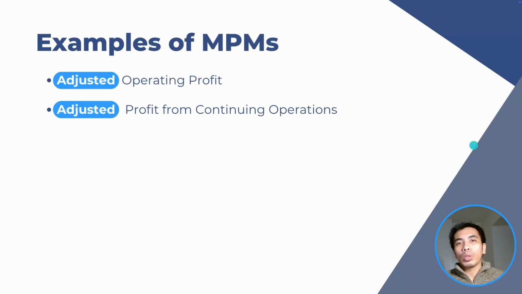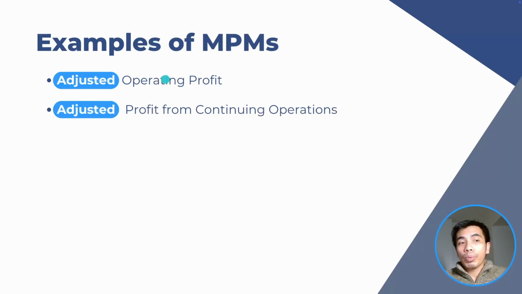So what are examples of management-defined performance measures, or MPMs? We have to know that the standard does not specifically tell you what are examples of MPMs, because this is entity-specific, and it would actually defeat the purpose of it being an entity-specific measure. However, in the accompanying illustrative examples of IFRS 18, there are some examples given by the ISB itself on how to present different management-defined performance measures.